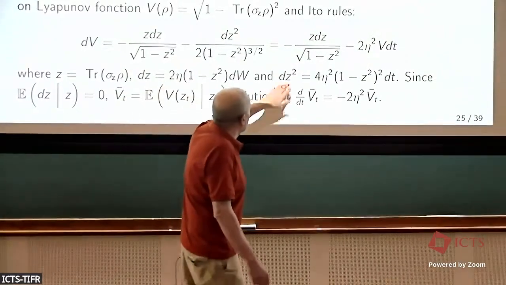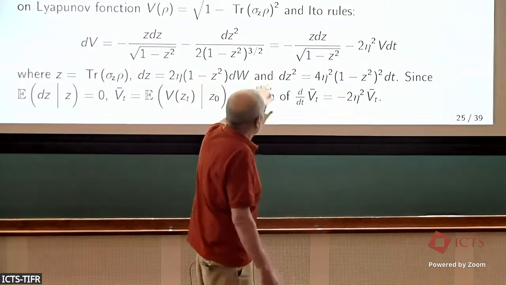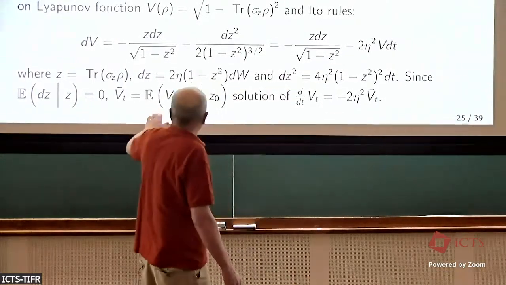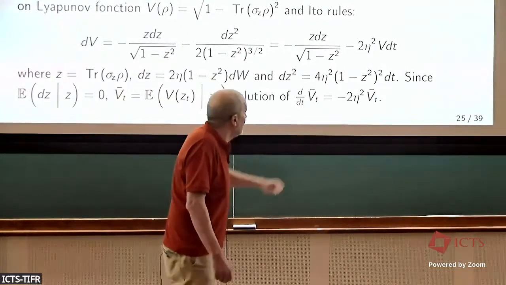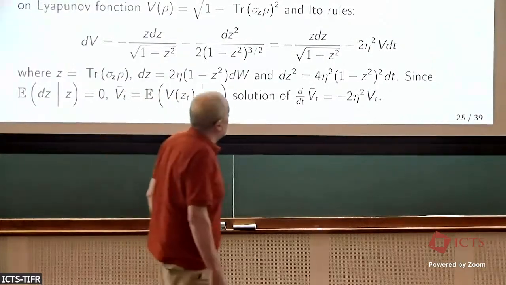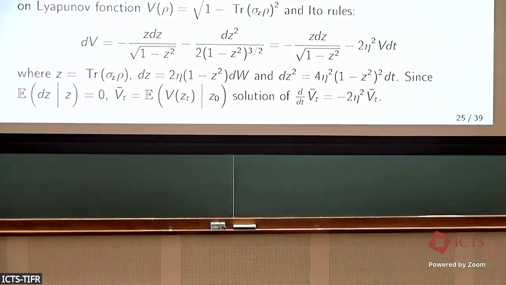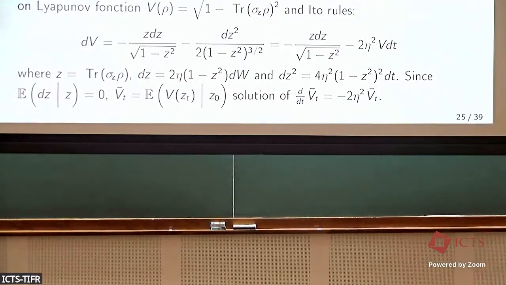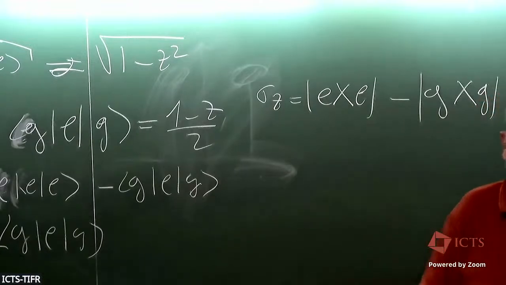And dZ squared is very easy to see, and you have simplification of this. You have an exact solution: the increment dV is proportional to V. Okay, and then you can compute this. It is a linear equation in expectation value.